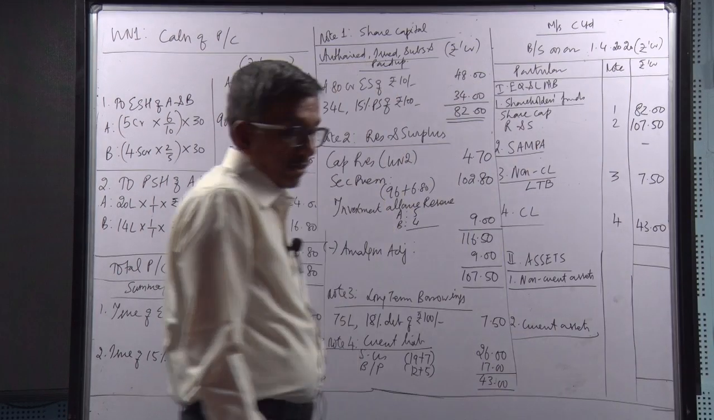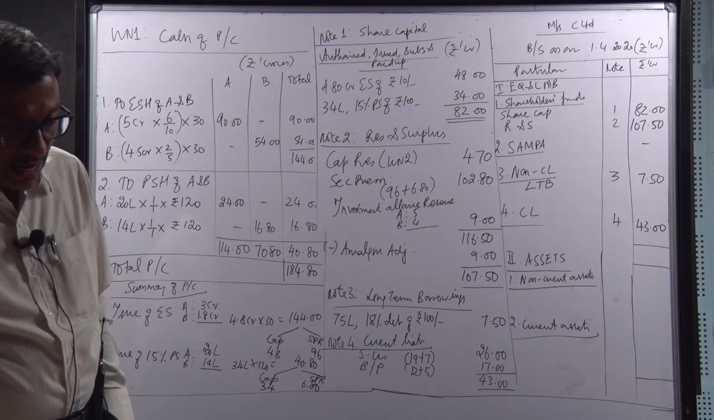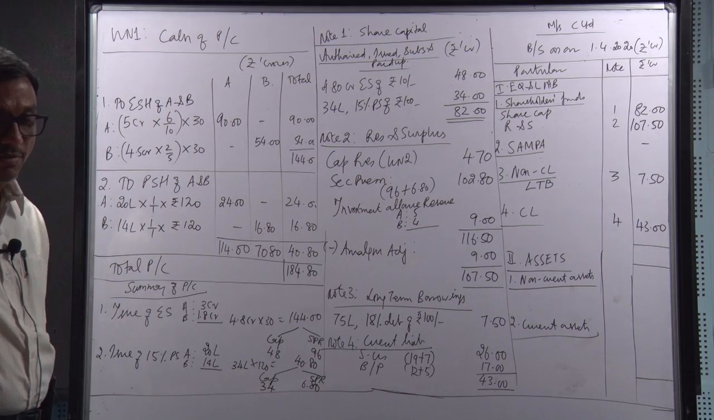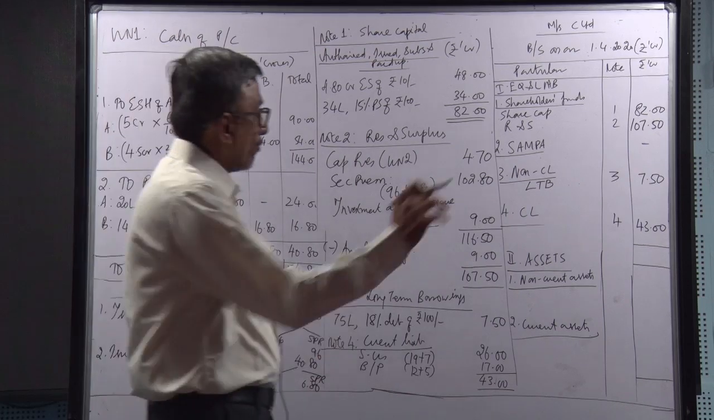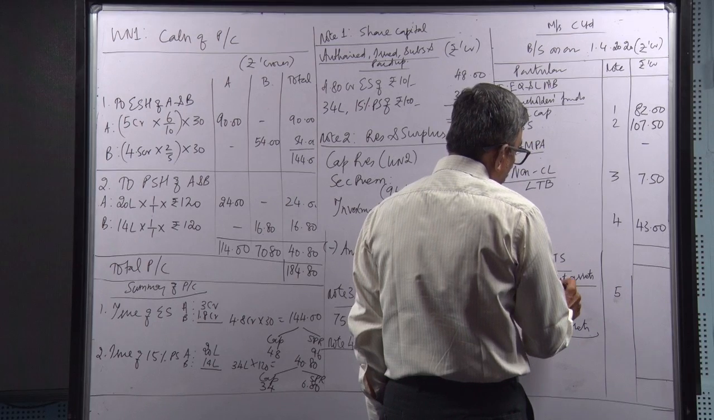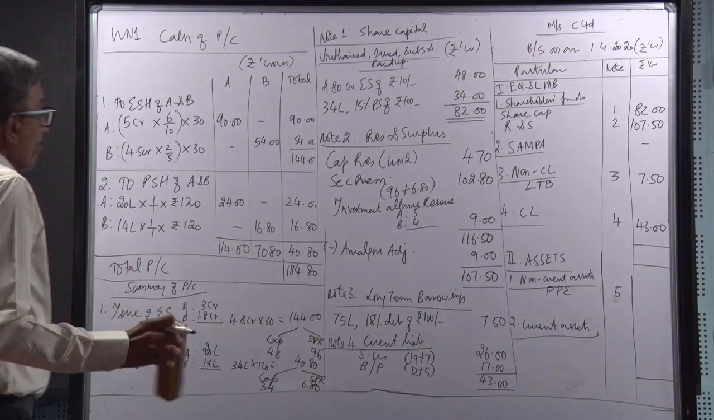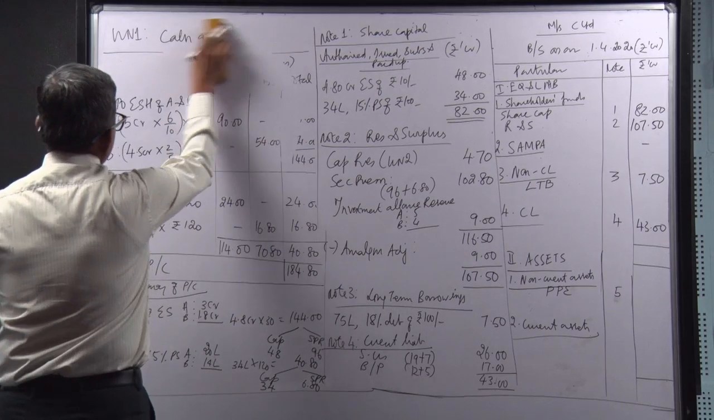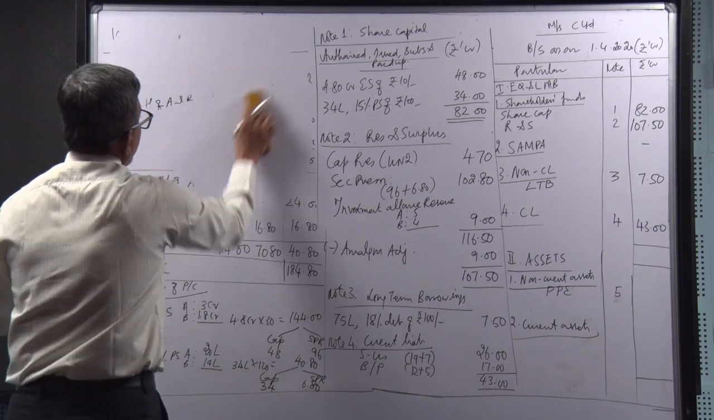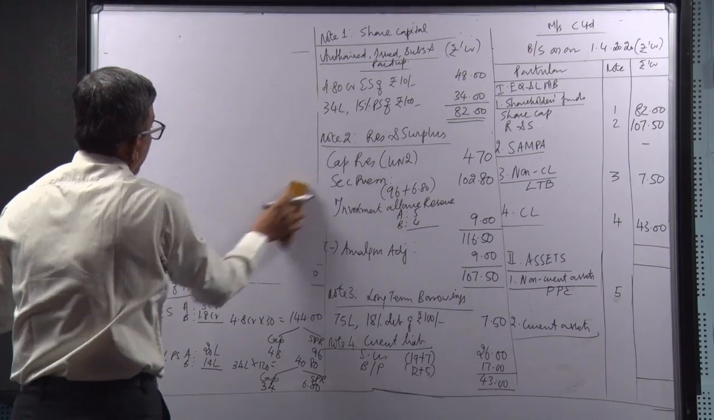Now let's go to the non-current assets. Under non-current asset we have land, building, machinery and so on. Therefore, better to prepare a note for that. Note number 5, PPE, property, plant and equipment.